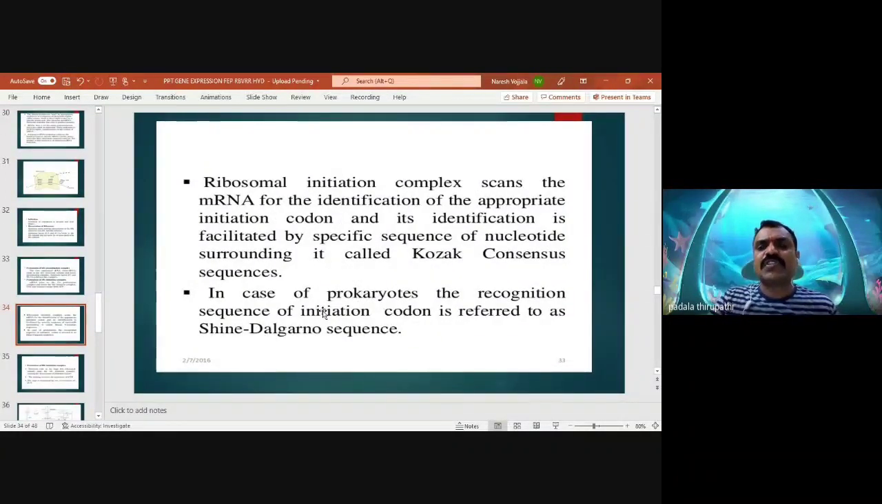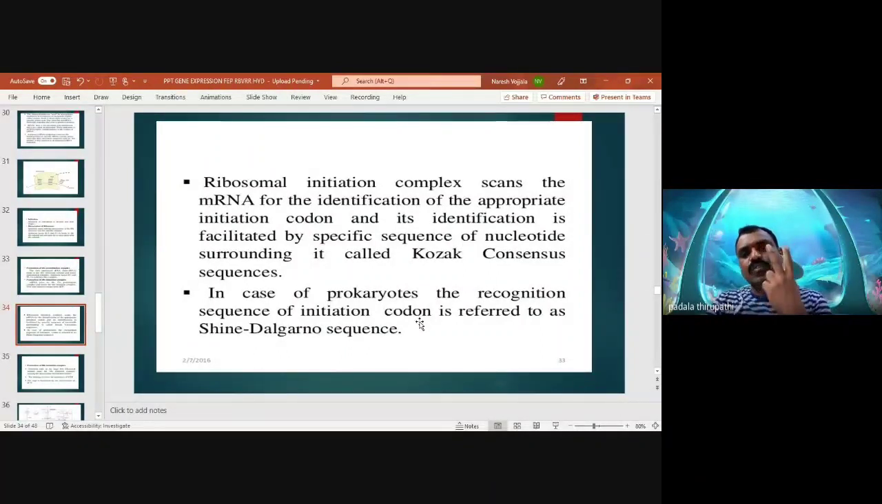Then the ribosomal initiation complex scans the mRNA for identification of the appropriate initiation codon, and its identification is facilitated by a specific sequence of nucleotides surrounding it, called the Kozak consensus sequence. This Kozak consensus sequence is present only in eukaryotic organisms, whereas in prokaryotes the recognition sequence of the initiation codon is referred to as the Shine-Dalgarno sequence.